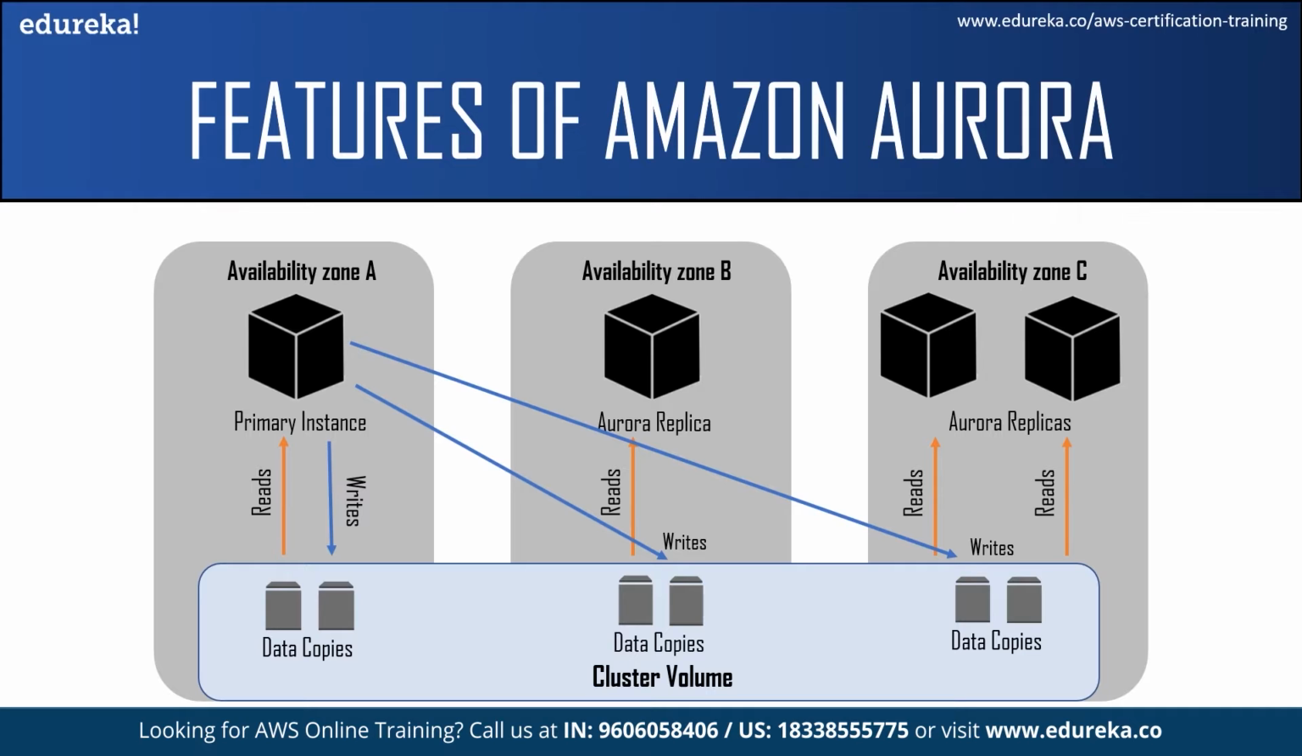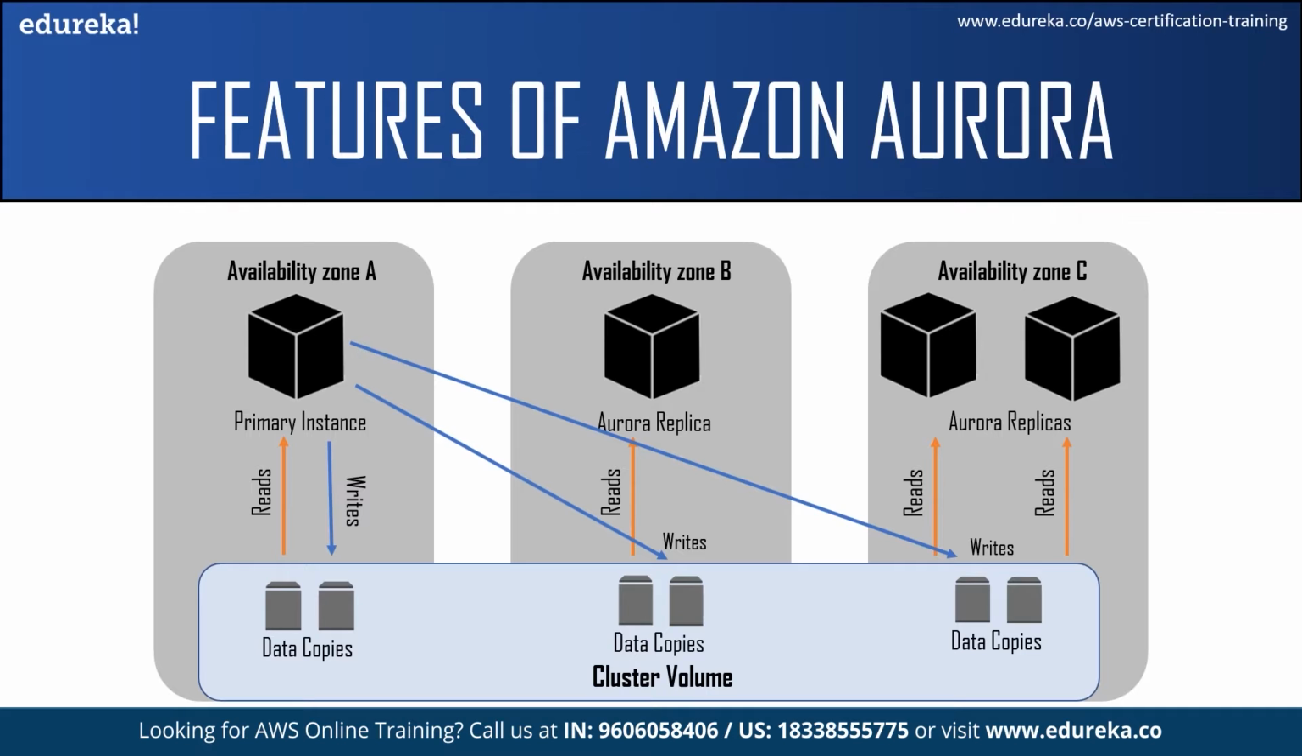Now there are two types of DB instances that make up an Aurora DB cluster. First, we have the primary DB instance, which supports read and write operations and performs all the data modification to the cluster volume. Each Aurora DB cluster has one primary DB instance. In the diagram, availability zone A has the primary DB instance.